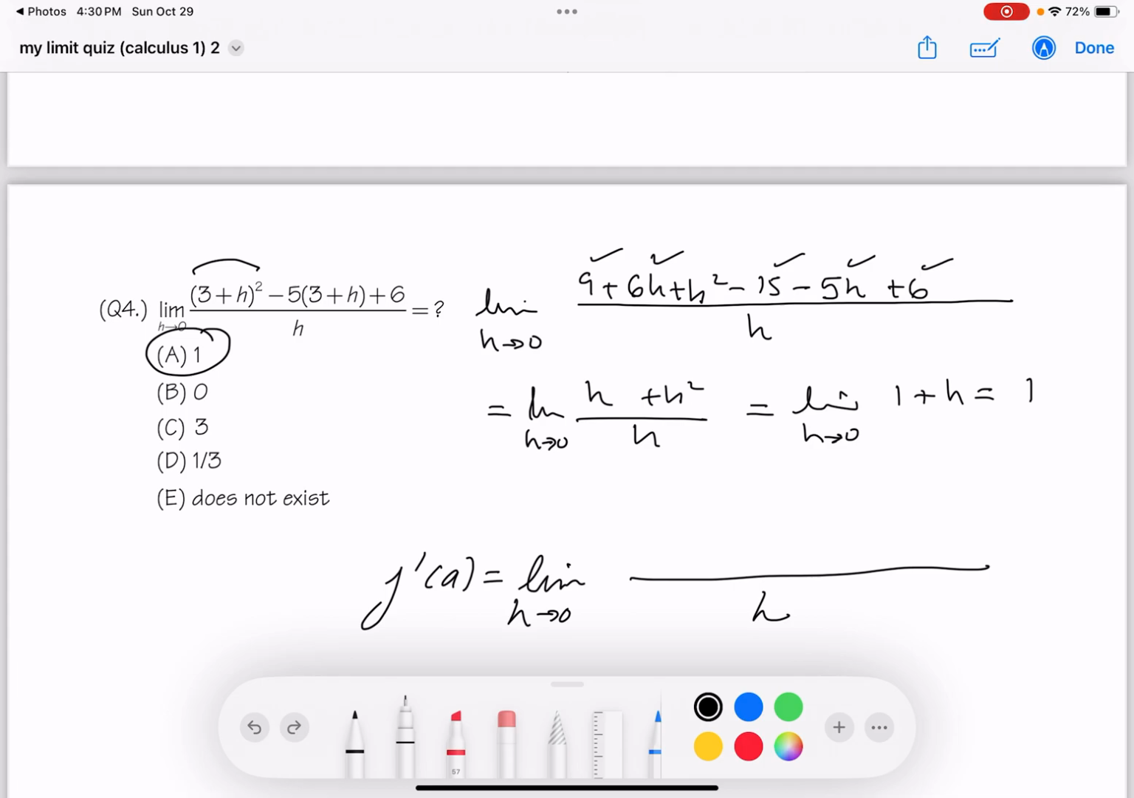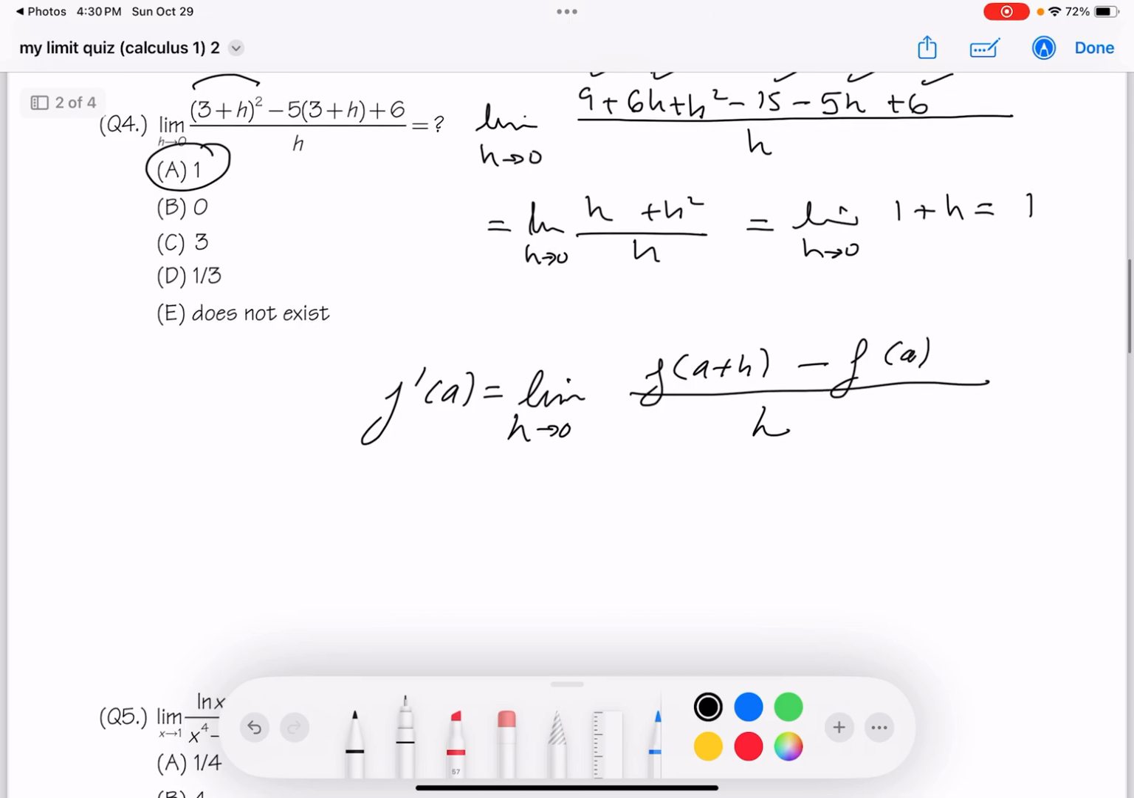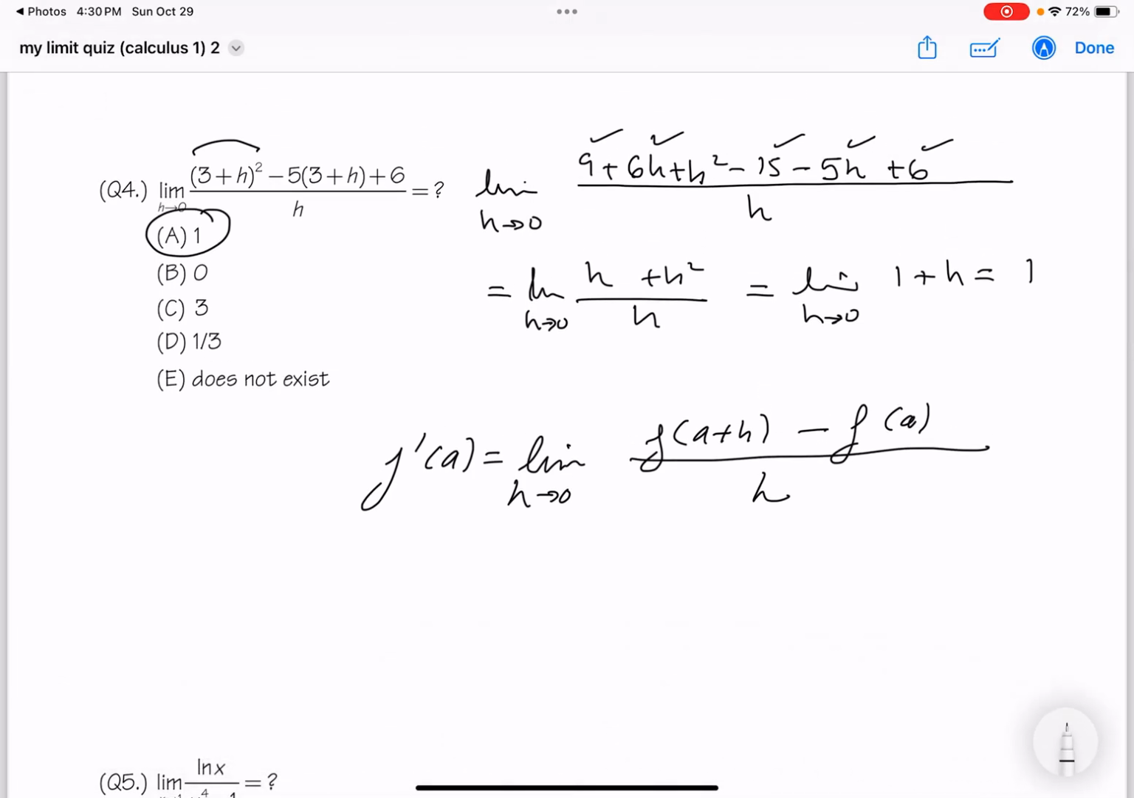It would be f of a plus h minus f of a. So I'm going to say that looking at it, and again, this might confuse you, but it sure does look like that, with the understanding that f of x is going to be x squared minus 5x. Let me just check it out, by the way. I should put the a down too. The a appears to be 3.